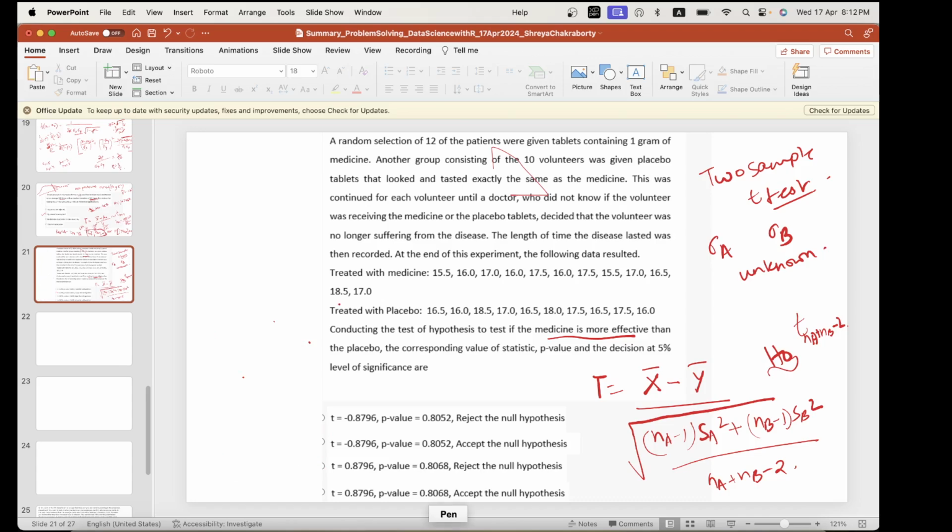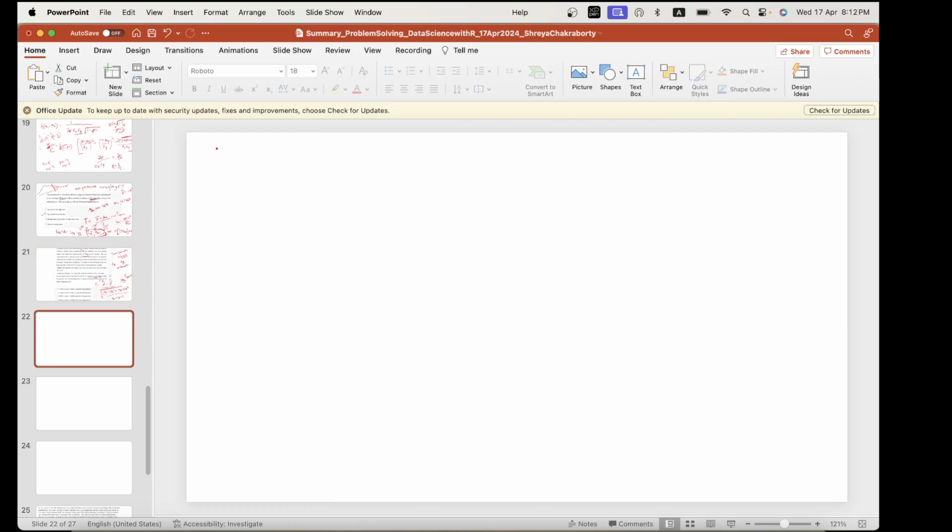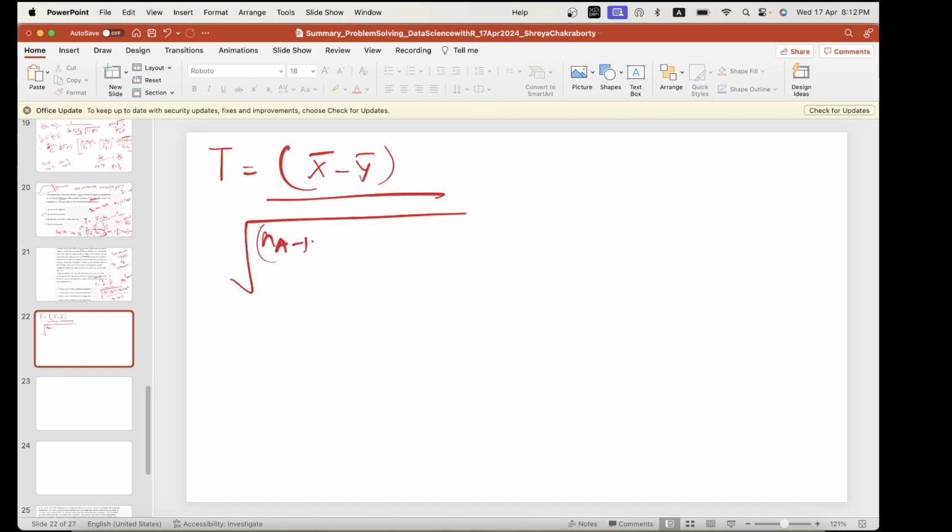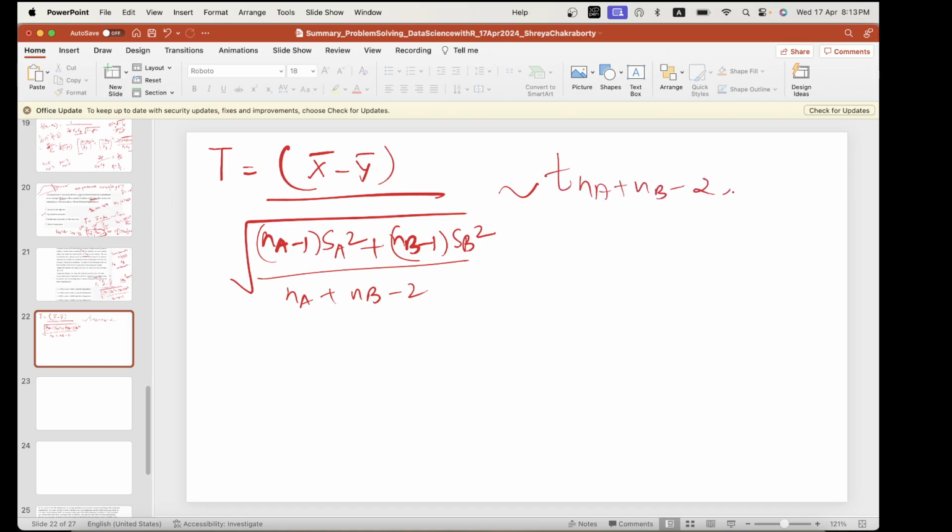So X is actually, just remember, this is your treatment group and this is your placebo. So the test statistic is X bar minus Y bar divided by root of Na minus 1 Sa square plus Nb minus 1 Sb square by Na plus Nb minus 2. This follows t with Na plus Nb minus 2 degrees of freedom. This much is clear. Now, X stands for the treatment group and Y stands for placebo.